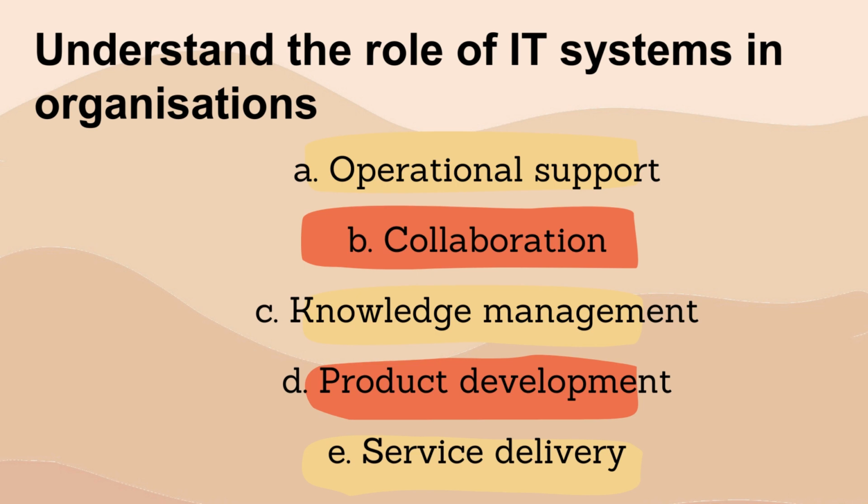Organizations use many IT systems for different purposes. They include operational support, collaboration both within the organization, between departments, employees, and locations, as well as with outside parties such as customers, suppliers, banks, government agencies, and so on. Then knowledge management, product development, and finally service delivery. So we will look into each of these areas in detail, and we'll start with how organizations use IT systems for operations support.